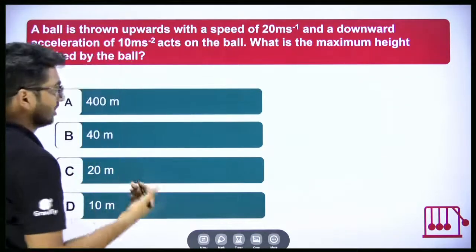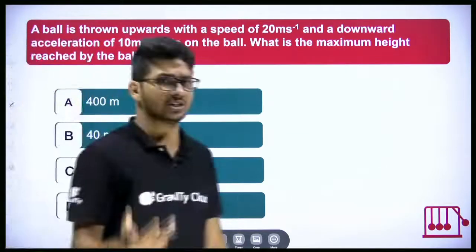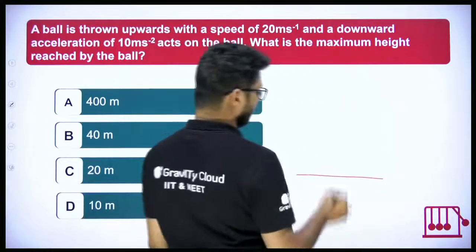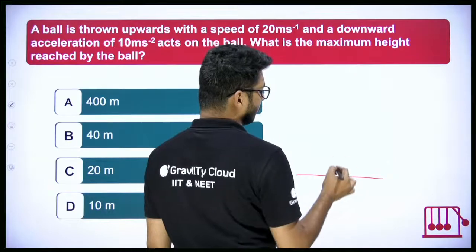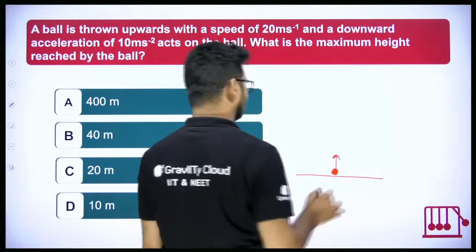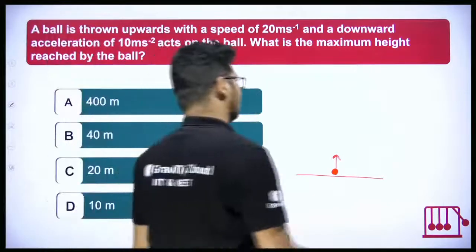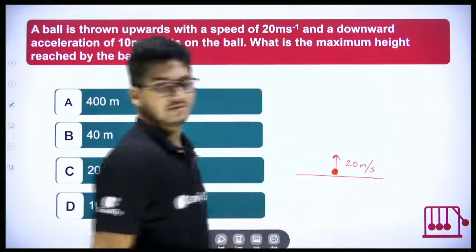Now let's try to understand this. Understand the case. We'll write down the given information, but the first step is understanding the question. Let's say you have a ball here. Now we are throwing the ball up with a speed of 20 meters per second. That is, at the bottom the speed is 20 meters per second.